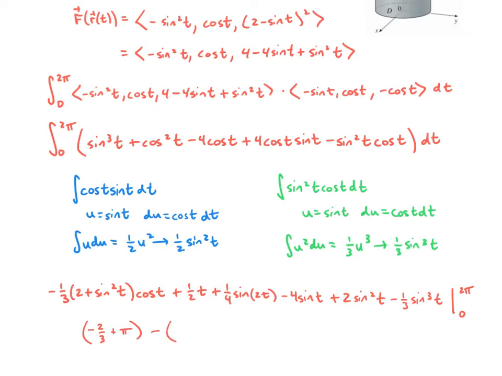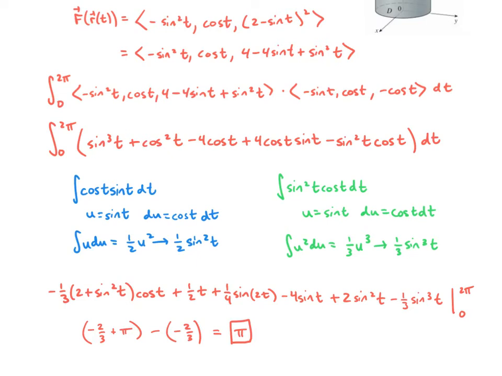And then we subtract, if we plug in 0, sine of 0 is 0 and cosine of 0 is 1. So what we get is negative 2 over 3. And the rest of that is 0. And then what we get ultimately here is pi. So that is the value of this particular line integral. That's using old techniques from section 13.2.